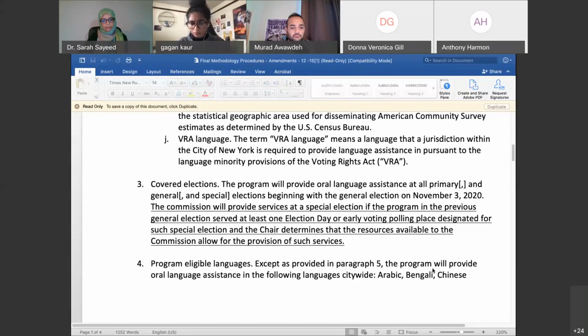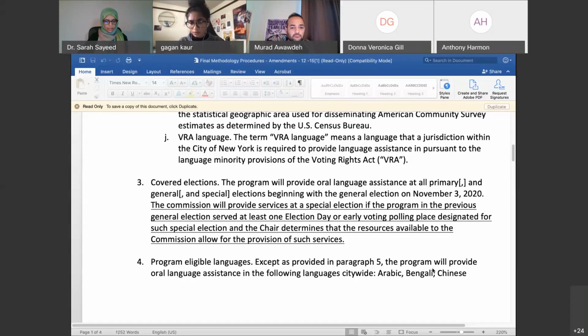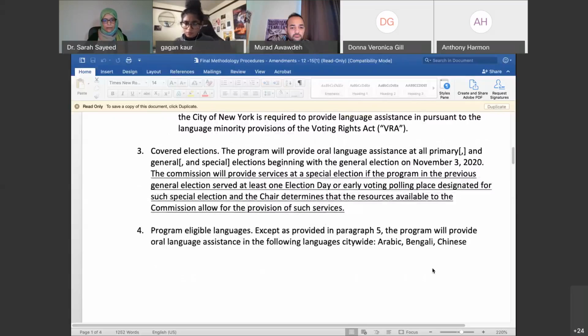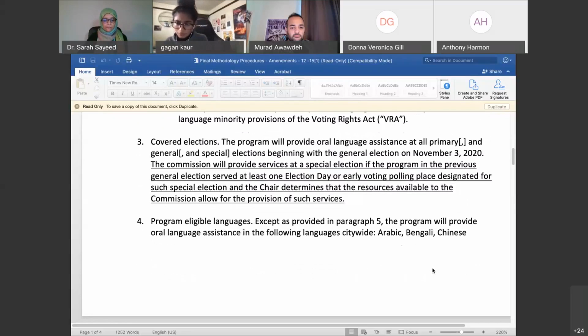And it combines it with, in the case of specials, we need to figure out how much money we have and what we can cover.